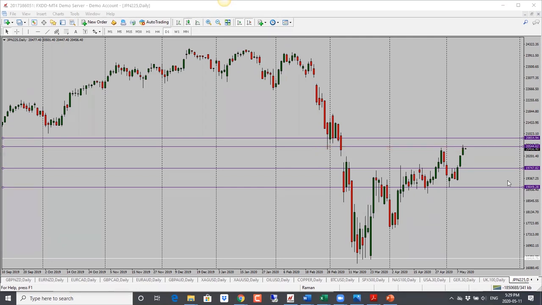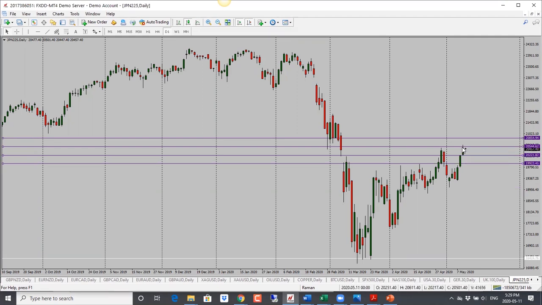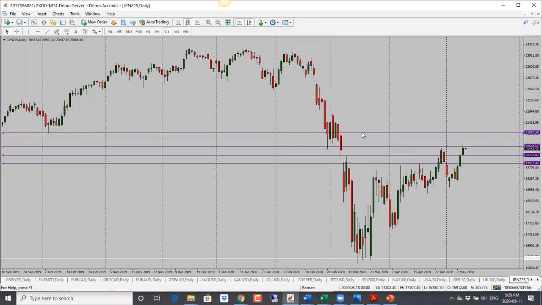Even the candle close for the day is bullish. I would like to see if it holds below 20,550. If it does, I'm looking for a move back into 20,200, and potentially, depending on how the market sentiment is, 19,900. So for now, neutral bias for Nikkei. But should it go through here, then we have room to the upside, and it could go all the way into 21,000. So this level at 20,500 is very, very important.